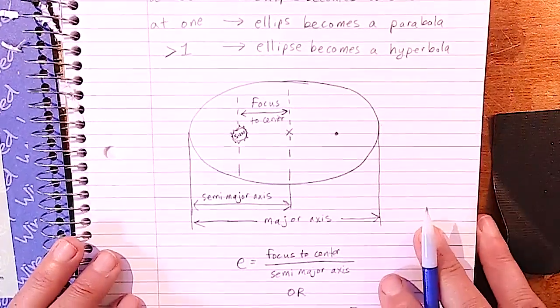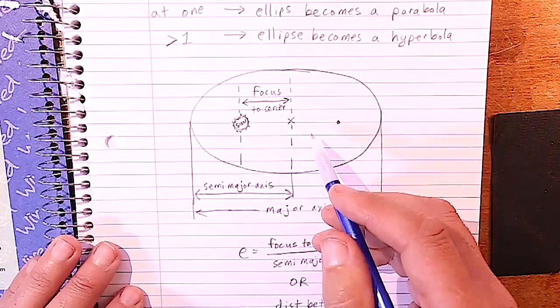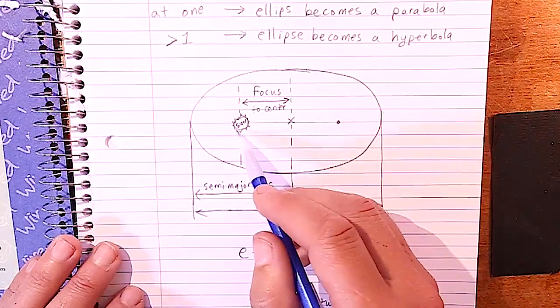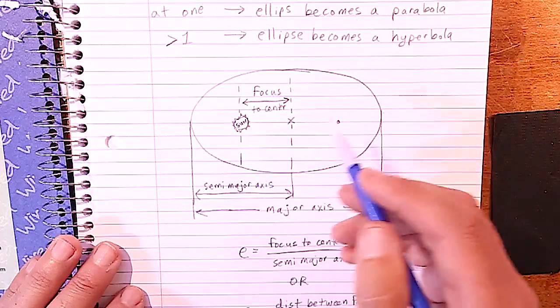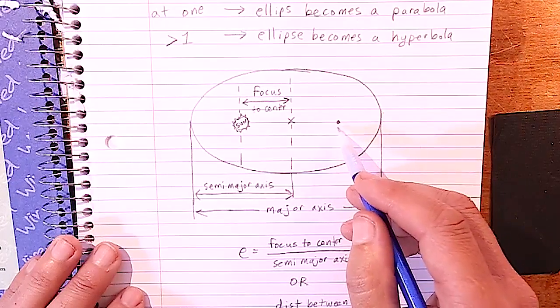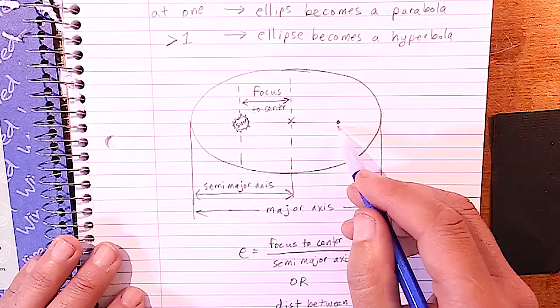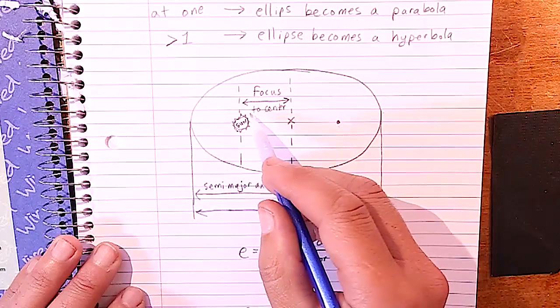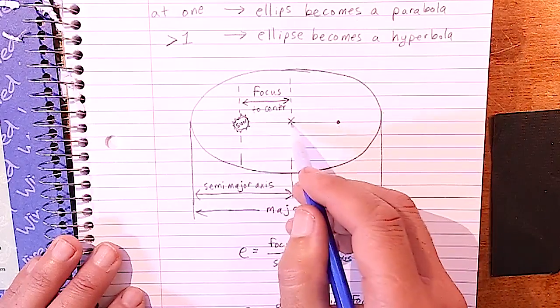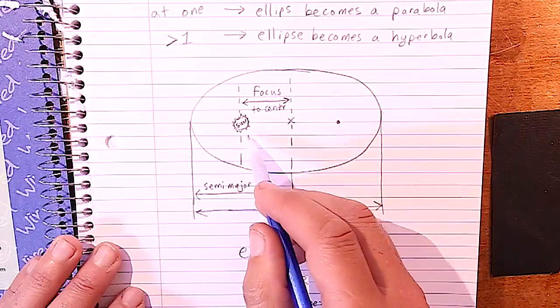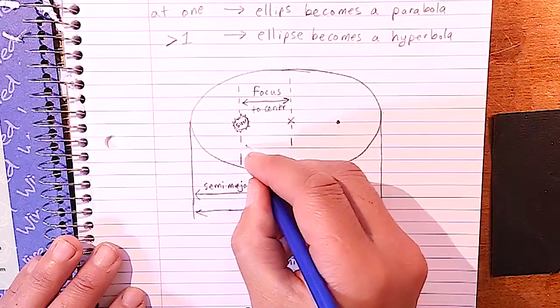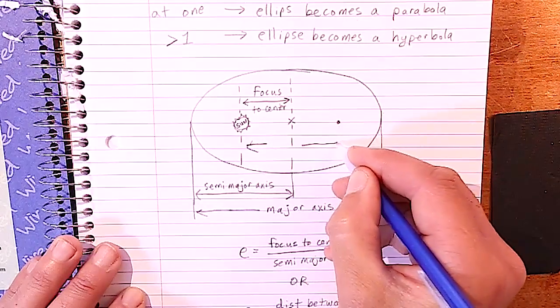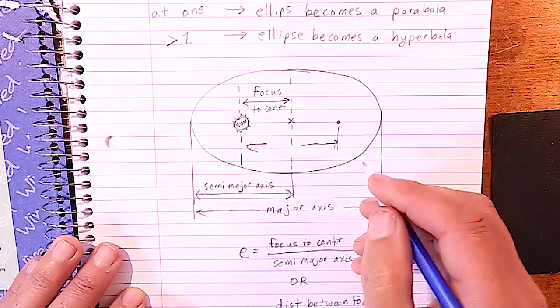So let's look at a little picture of this. Here's an elliptical orbit. We have our Sun at one focus, and we have our imaginary focus over here. This is just a mathematical point. And then we have the center of the ellipse. So the focus to the center is one distance. We could also say the distance between foci, this distance right here from focus to focus.